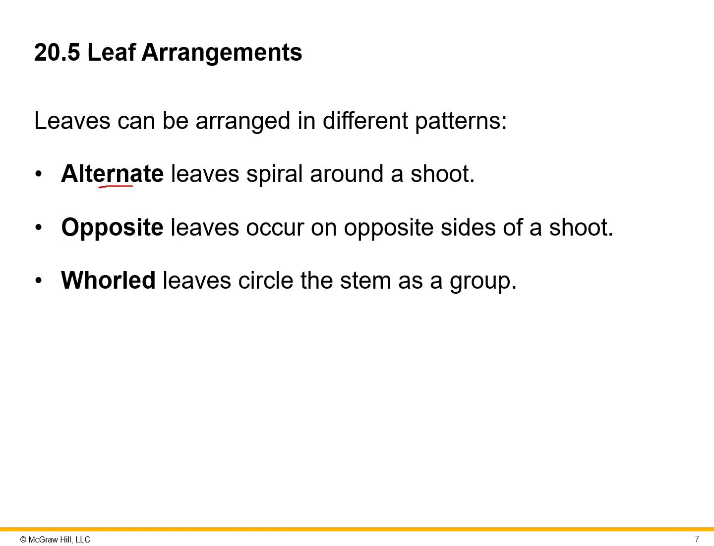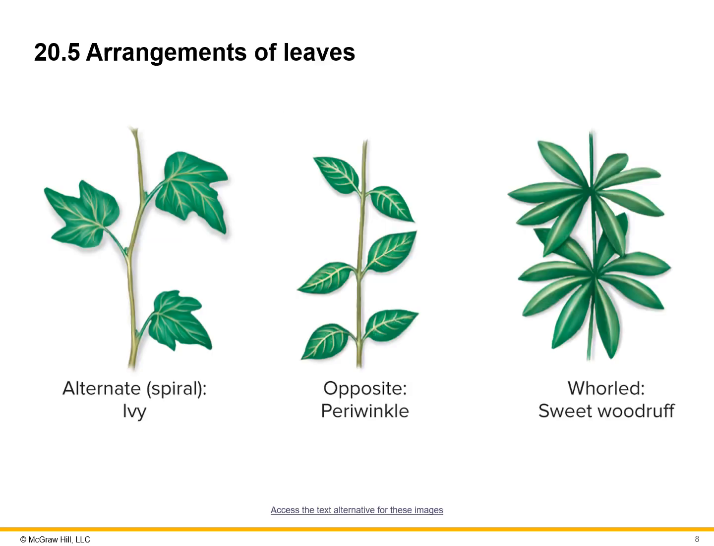So the different patterns: we can have alternate, where the leaves spiral around the shoot. We see this with corn. We have opposite, where they occur on the opposite side of the shoot, and then the whorled, where they circle the stem as a group.